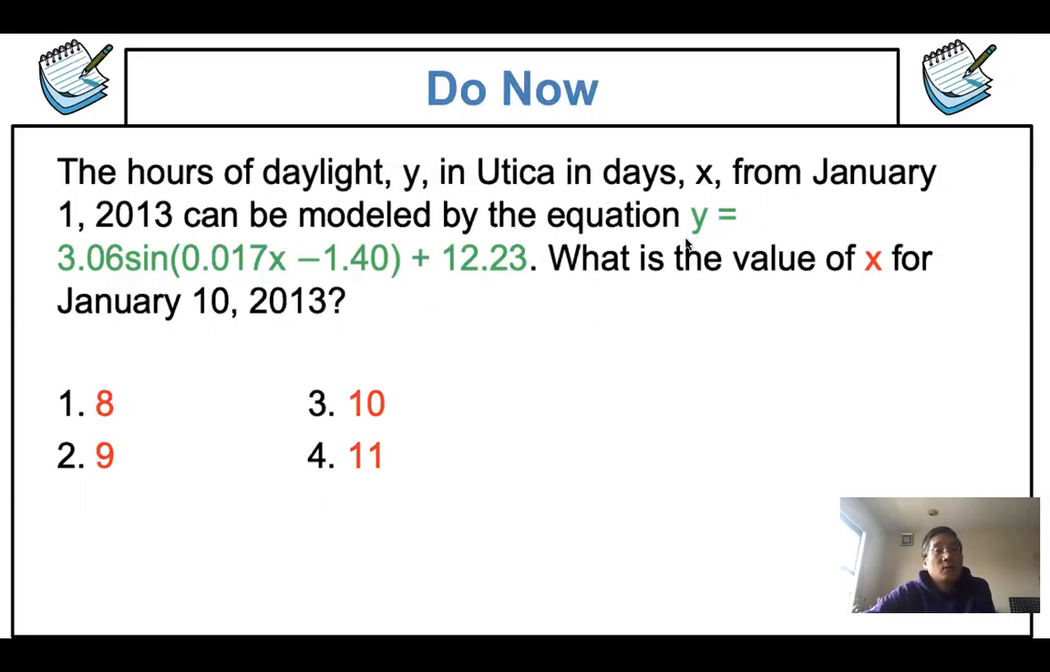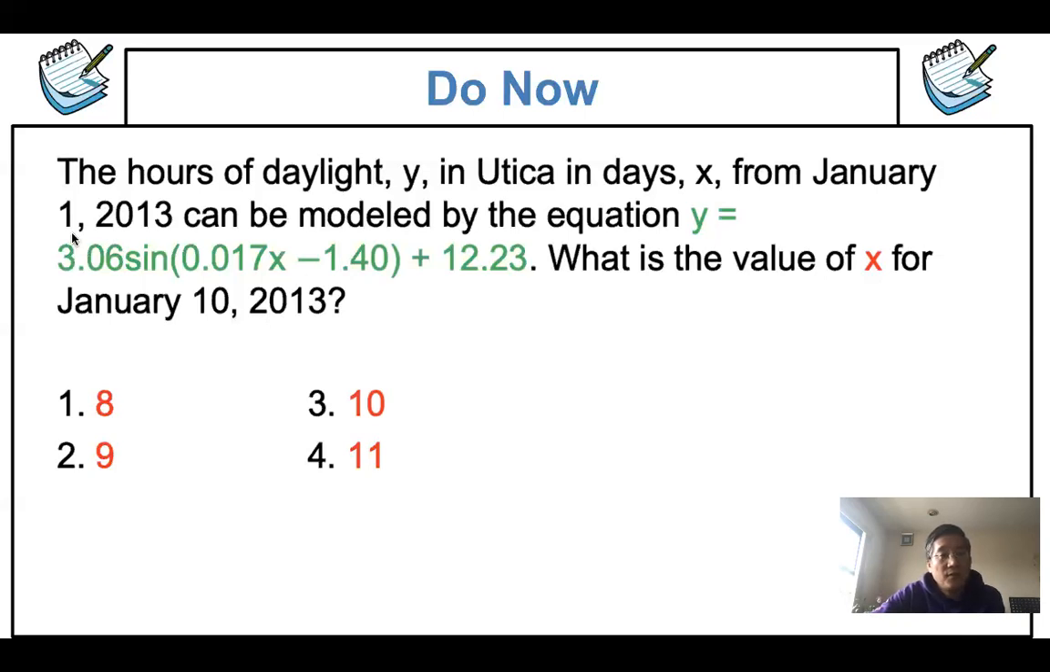So we should understand what is y, what is x, okay? Y is what? Hours of daylight. How long is the daylight, right? How many hours of daylight we have a day? But this y can be given by x. What is x? Days. How many days pass from January 1st? So to find out y, the hours of daylight, you should know x. Now, what is x in January 10, 2013?